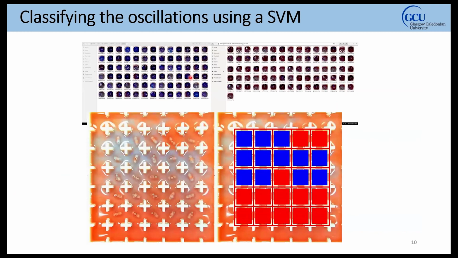The next thing that we did was to classify the cells, because we are going to need this for the CA, which I'm going to explain just now. We classified the different cells as either oscillating or not oscillating. If the cells are oscillating, it's going to be a blue square, and if they are not, it's going to be a red square.